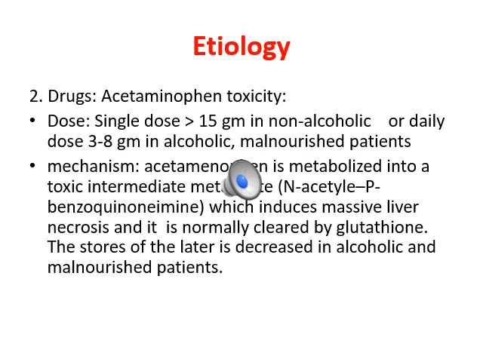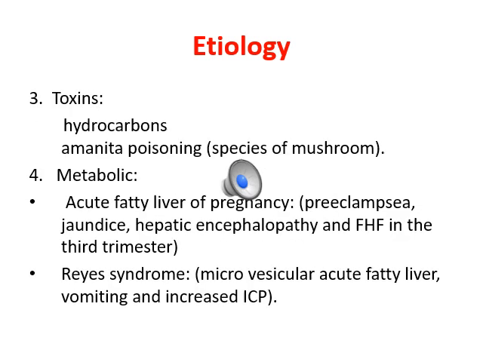Acetaminophen induces acute liver failure by a certain mechanism, which is its metabolism into a toxic intermediate metabolite. This intermediate metabolite induces massive liver necrosis and is normally cleared by glutathione, and the stores of glutathione are decreased in alcoholic and malnourished patients. Other etiologies of acute liver failure include toxins and metabolic causes.